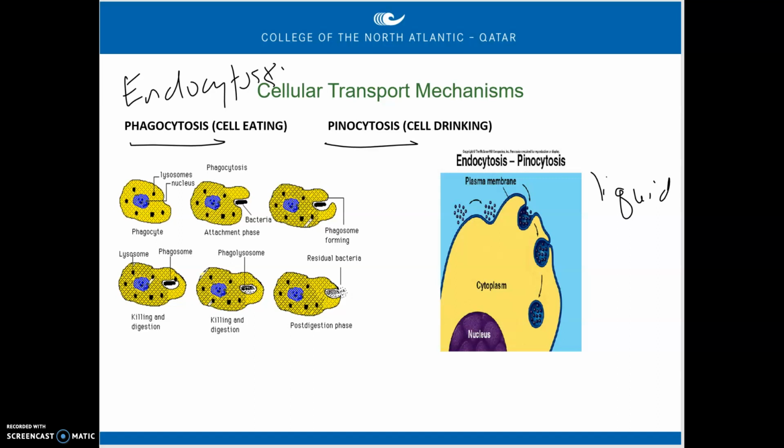Sometimes you'll see them called cell eating and cell drinking. I don't like to use that because it makes it sound like the cell's got a mouth or a digestive system or anything like that. So I'll just generally call it phagocytosis when we're talking about a solid, and pinocytosis when we're talking about ingesting liquids.